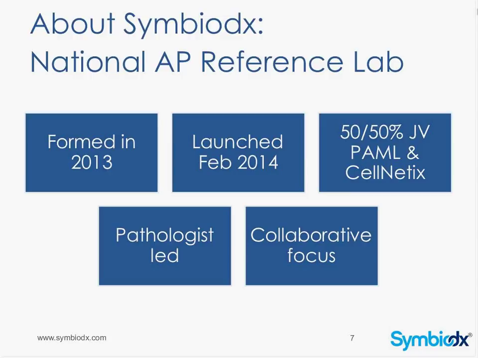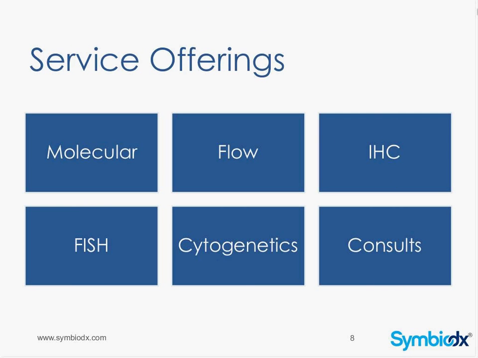First of all, I'd like to give you a little background about Symbiotics. Symbiotics is a national AP reference lab. The lab was formed in 2013 and launched in February of 2014. It's a 50-50 joint venture between PAML and Cellnetics. It's pathologist-led and has a collaborative focus. Services we offer include flow cytometry, immunohistochemistry, fluorescence in situ hybridization, cytogenetics, and anatomic pathology consults, in addition to the molecular oncology program, which I'm currently leading.